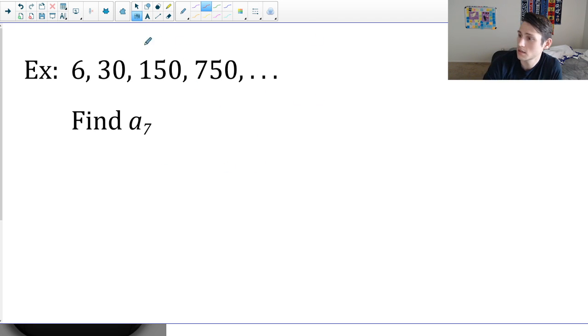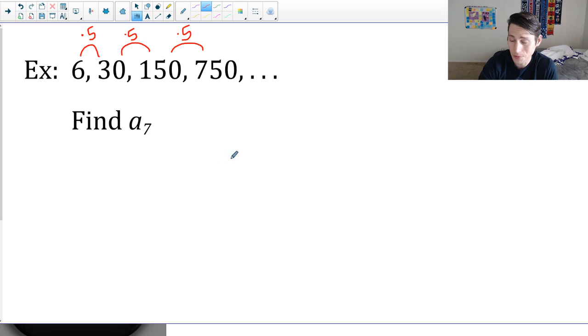All right. So 6, 30, 150, 750, find A7. All right, so from one to the next, 30 divided by 6 is 5. 150 divided by 30 is 5, so that's also times 5. 750 divided by 150 is 5, so that's also times 5.